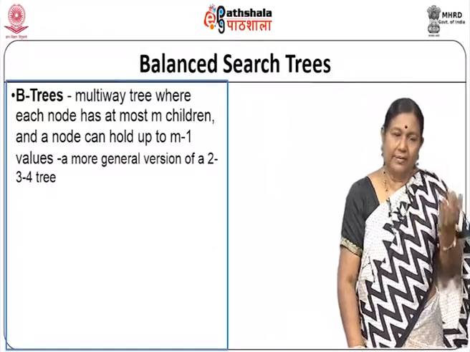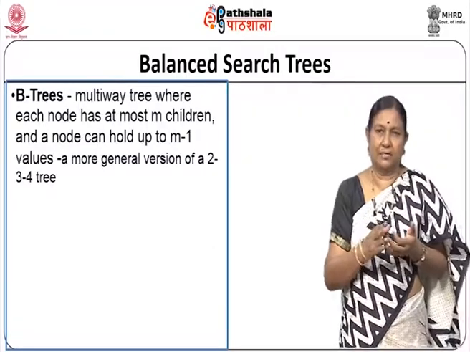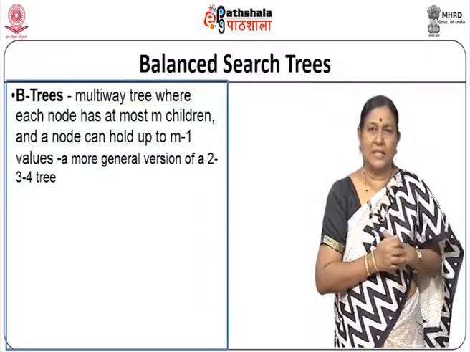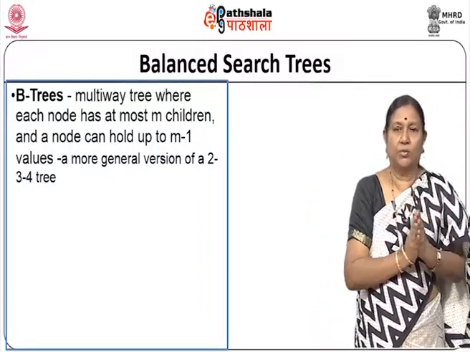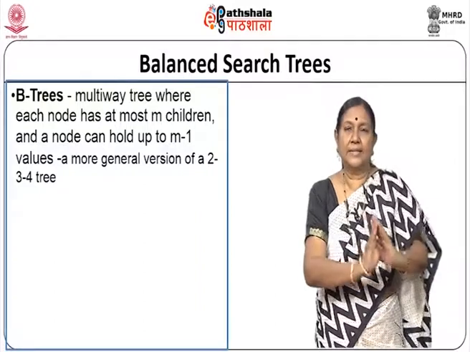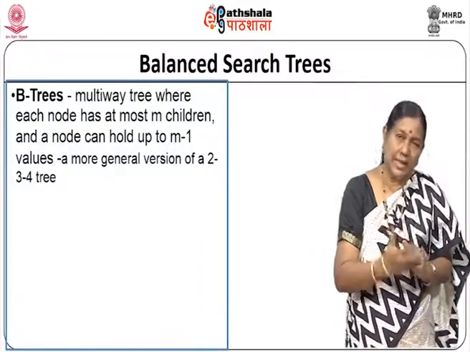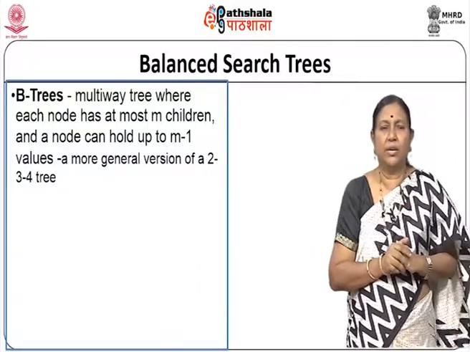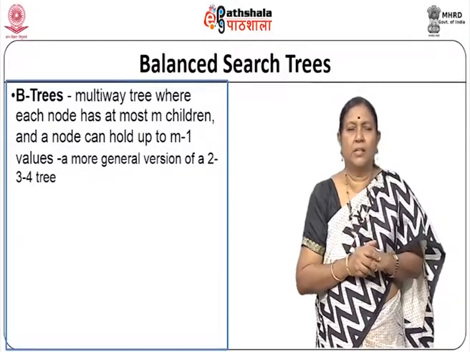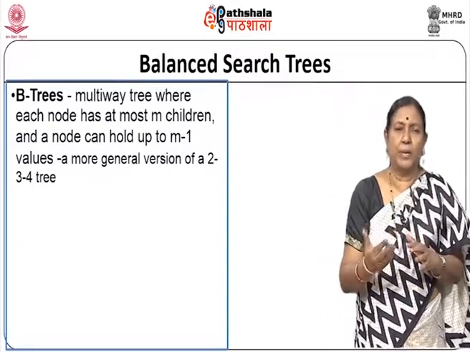So, another way of balanced search tree. In this first introduction we are looking at all the balanced search trees that we are going to look at. One was 2-3, one was 2-3-4, and the next we are looking at is the B tree. This is again a multiway tree, where each node can have at most m children, and a node can hold up to m-1 values.